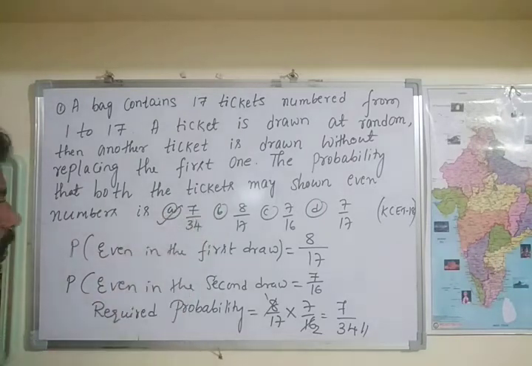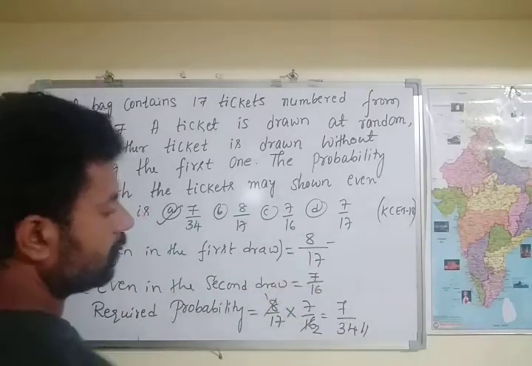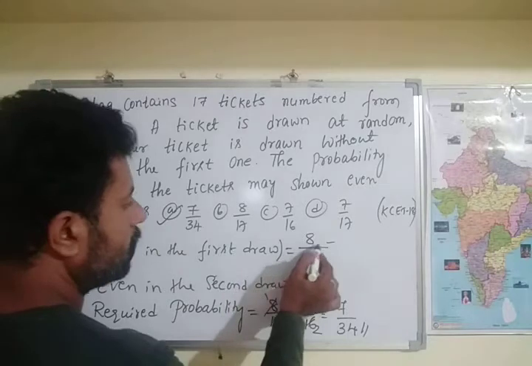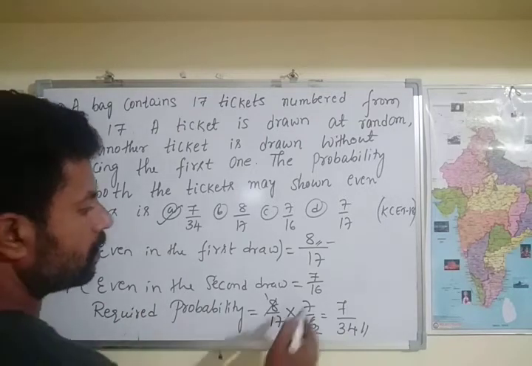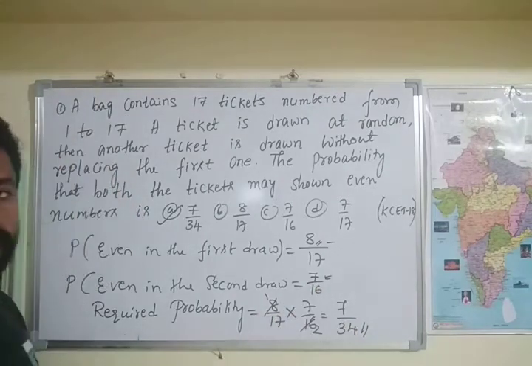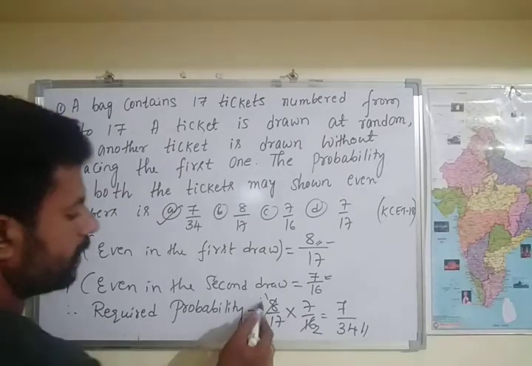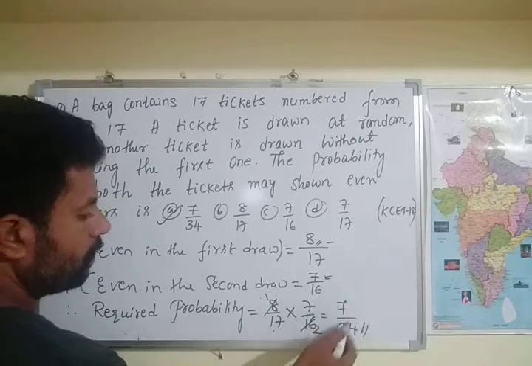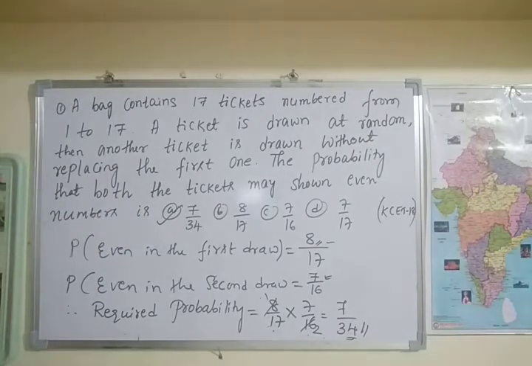Option A is correct. Now observe here, we consider the probability of even in the first draw, 8 divided by 17. Therefore, in these 17 tickets there are 8 even numbers out of 17. Next, in the second draw, out of the remaining 16 tickets there will be 7 even numbers. Therefore the required probability is equal to 8 by 17 into 7 by 16. Cancelling, we get 7 by 34, which is the required solution.